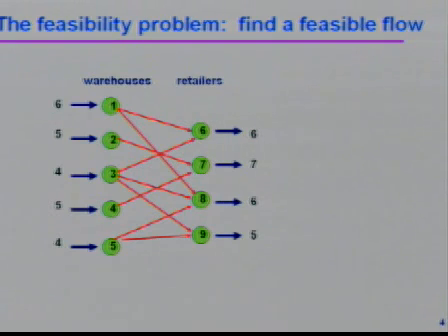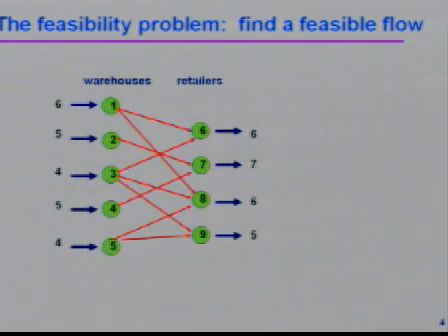So let's look at a few little applications, baby applications. Here you have warehouses and retailers, and there's a connectivity graph. That says that a warehouse is linked to the corresponding retailer. So from warehouse 1, you can ship to retailers 6 and 8, but not to 7 directly, or to 9. From warehouse 3, you can ship to any retailer except node 7, and so on.